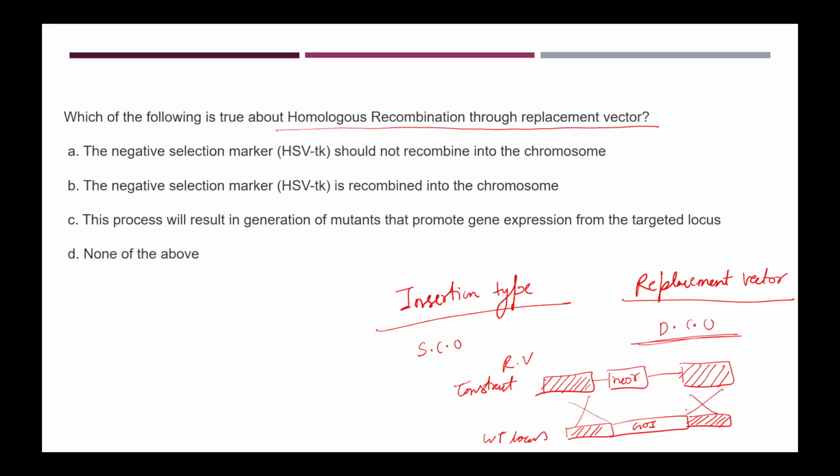Now the first option: the negative selection marker, which is HSV thymidine kinase. HSV is the full form of herpes simplex virus, and this thymidine kinase is derived from that virus. That is why it is named HSV. So the negative selection marker should not recombine into the chromosome. Is it true in case of a replacement vector? Yes. If the negative selection marker is combined into the chromosome, then what will happen?